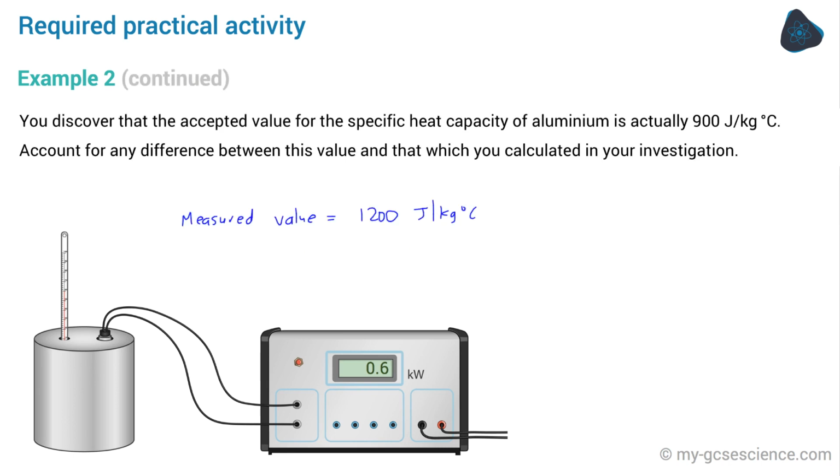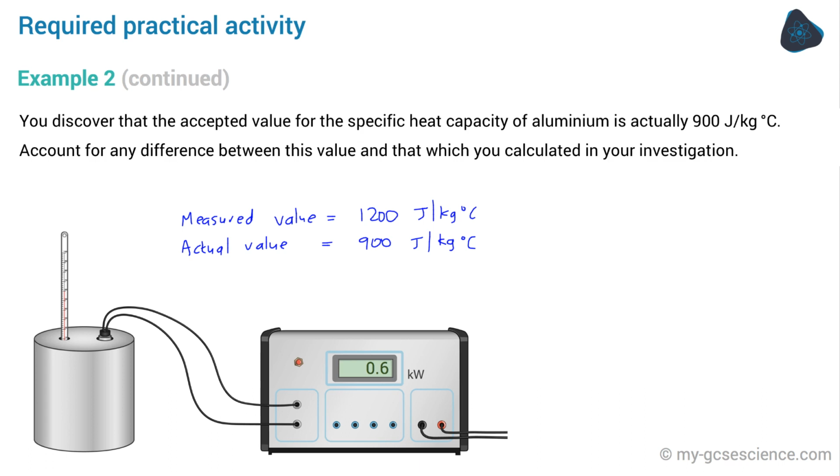As you can see, the value we measured for the specific heat capacity of aluminium was 1200, but the actual value is lower at 900 joules per kilogram per degree Celsius. So why were we so far out? To answer that, let's think carefully about exactly what it was that we were measuring.